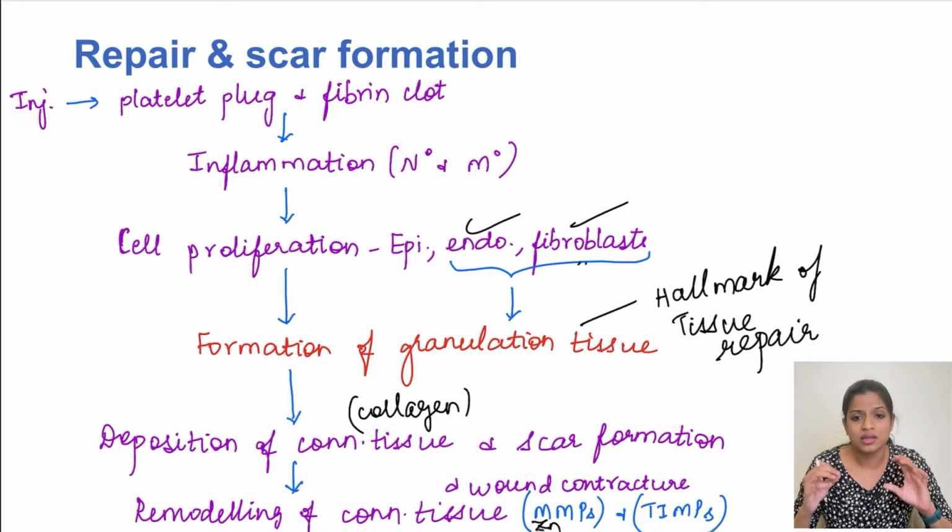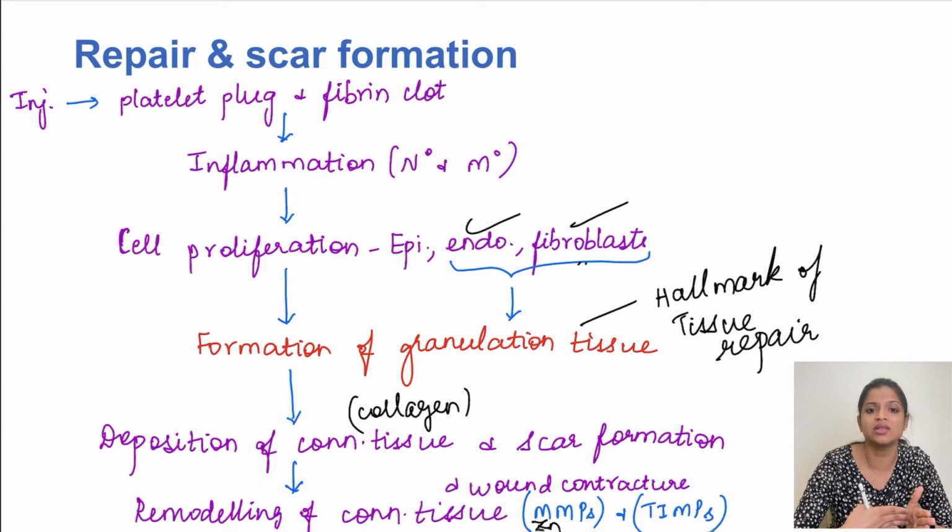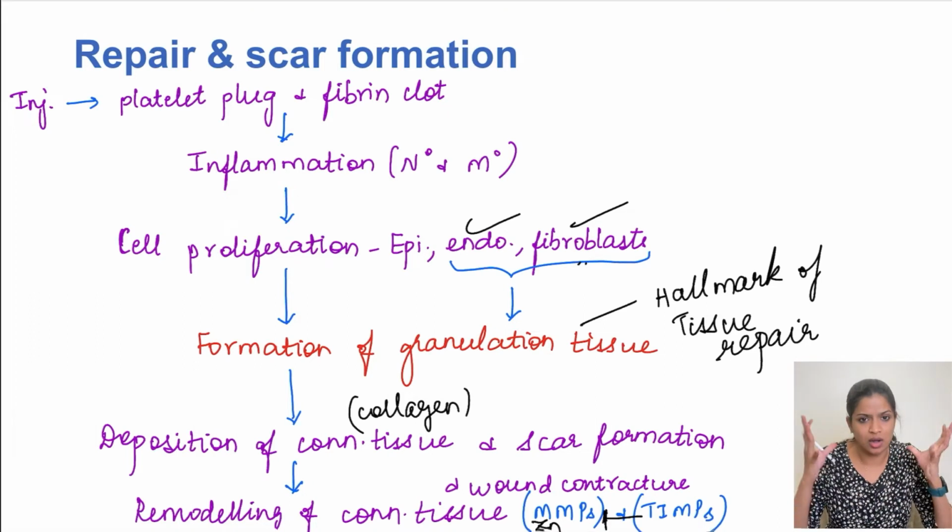And once this remodeling has happened, this has to stop. So for that we need some enzyme which is again going to inhibit these matrix metalloproteinases. Those enzymes are nothing but TIMs, tissue inhibitors of metalloproteinases. So TIMs will inhibit the MMPs. So now the connective tissue or the collagen has been remodeled.